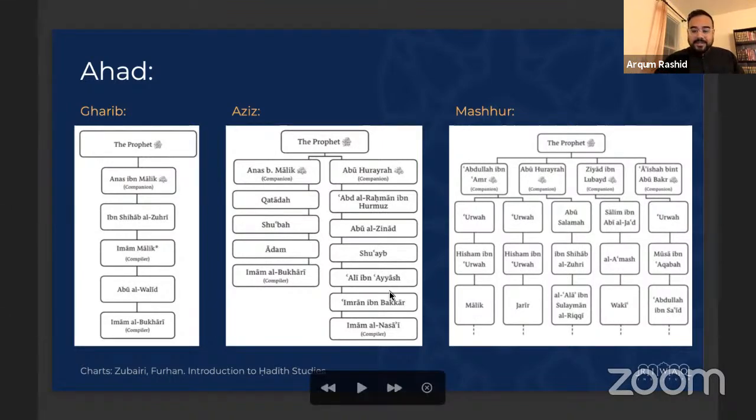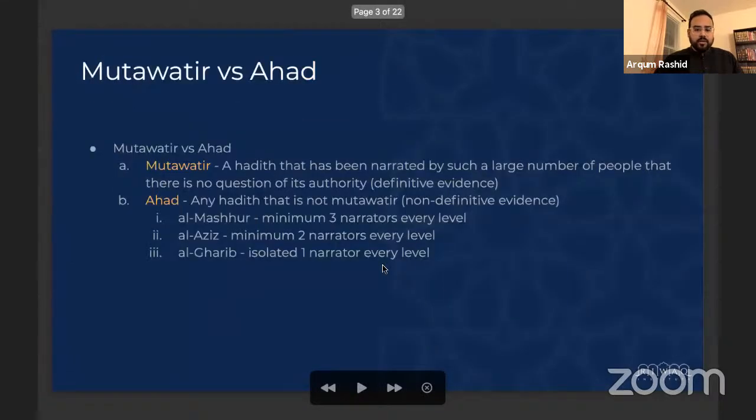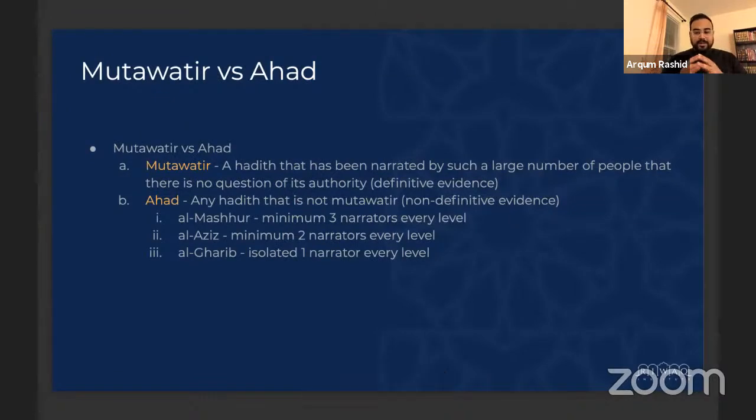Now what that does is mutawatir gives us a qat'i ruling. So a mutawatir type of transmission gives us a definitive proof, right? This is the strongest level of proof that you have. If you remember, when we spoke about the Quran, we said that it is revealed mutawatiran. So the Quran classifies as mutawatir. Not all hadith are ahad, not all hadith are mutawatir. Some of them are mutawatir, some of them are ahad.